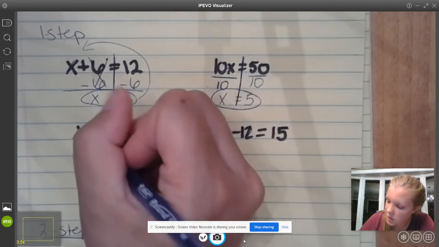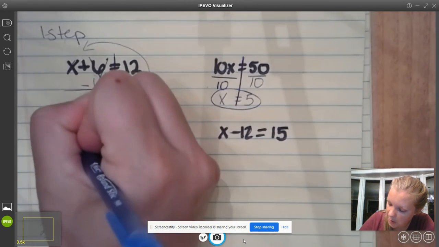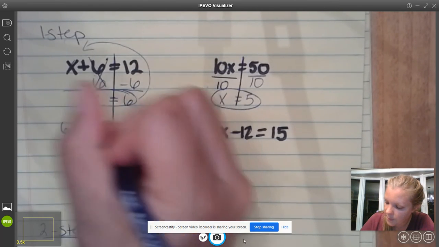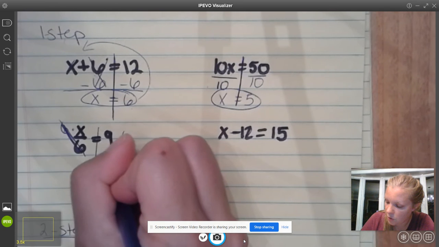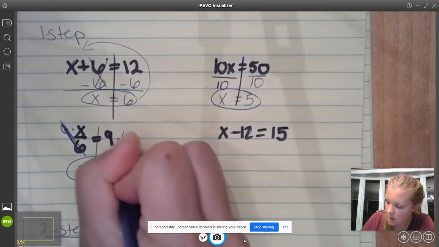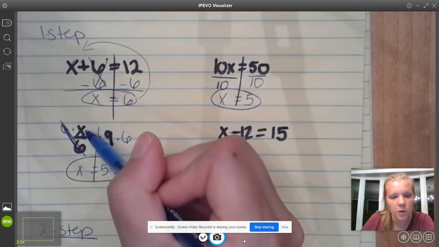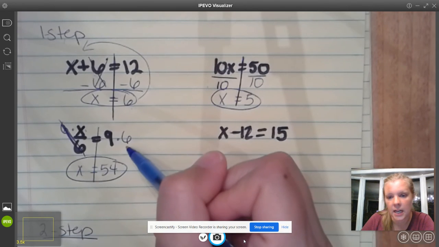This one looks confusing, but it's just division. The opposite of division is multiplication. So we're going to multiply both sides by 6. The 6's cancel, and x is equal to 54. If you plug that 54 in, 54 divided by 6 is 9.